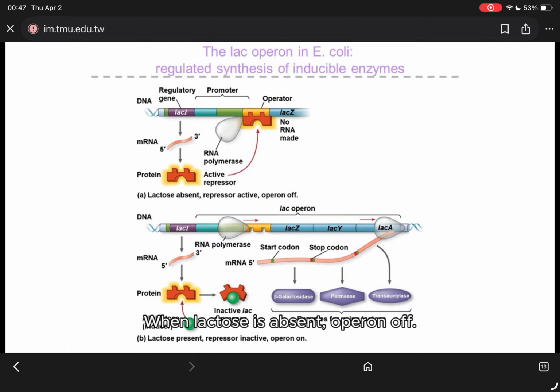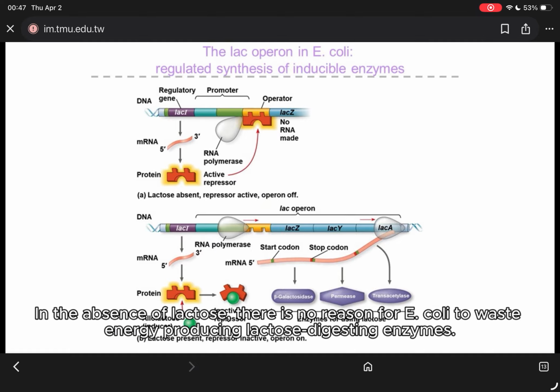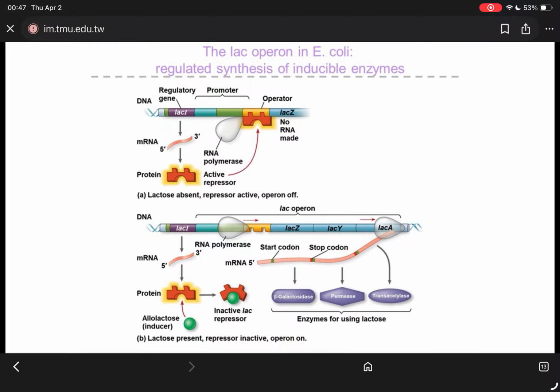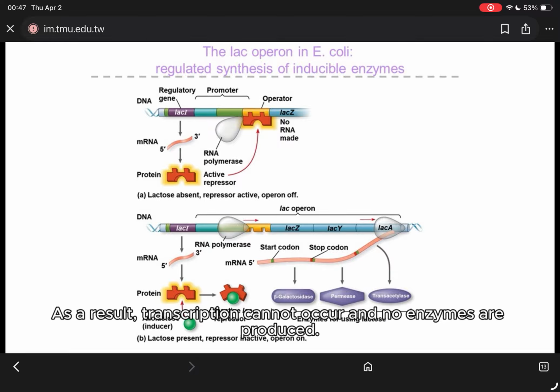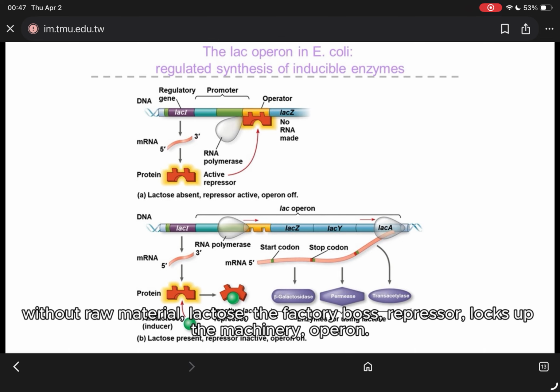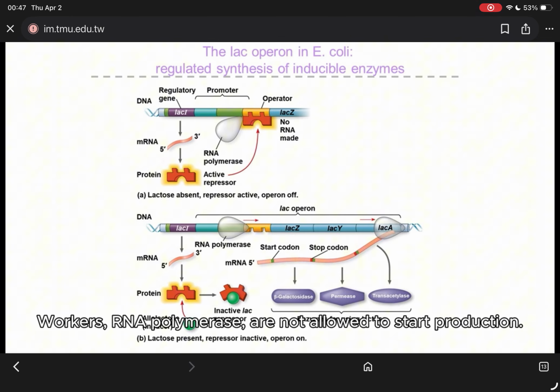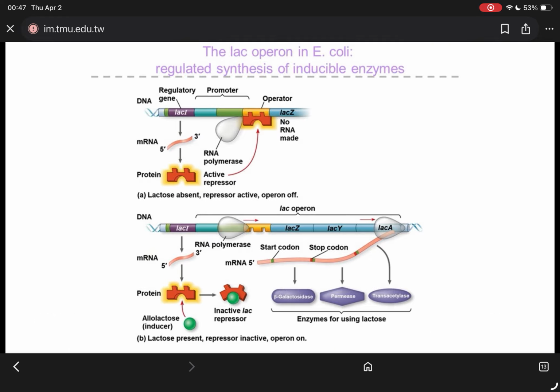When lactose is absent, the operon is off. In the absence of lactose, there is no reason for E. coli to waste energy producing lactose-digesting enzymes. At this point, the lac repressor actively binds to the operator, blocking RNA polymerase. As a result, transcription cannot occur and no enzymes are produced. Analogy: without raw material, lactose, the factory boss, the repressor, locks up the machinery, the operon. Workers, RNA polymerase, are not allowed to start production.